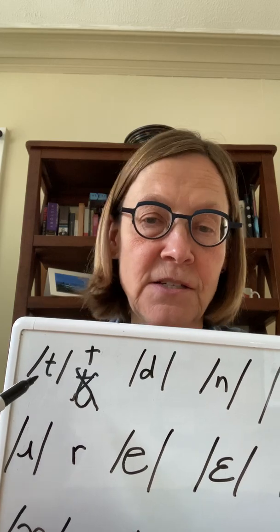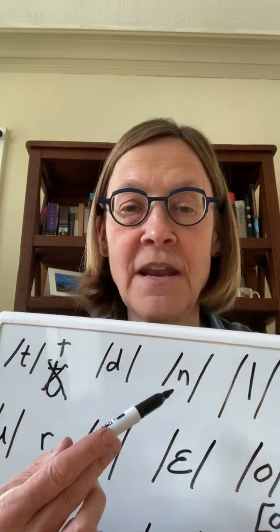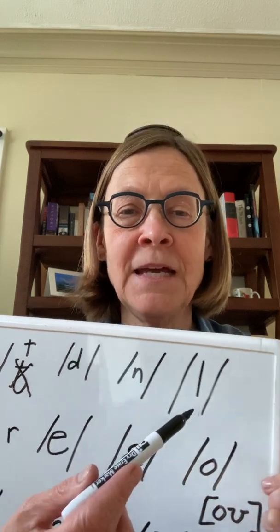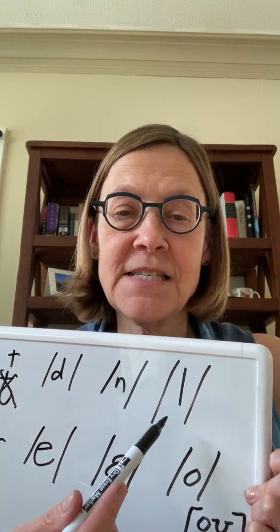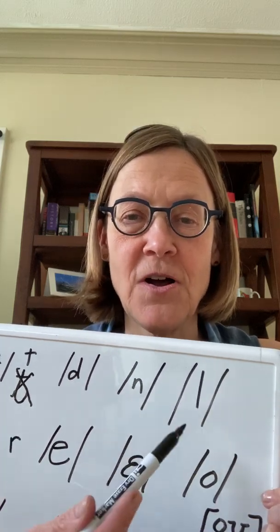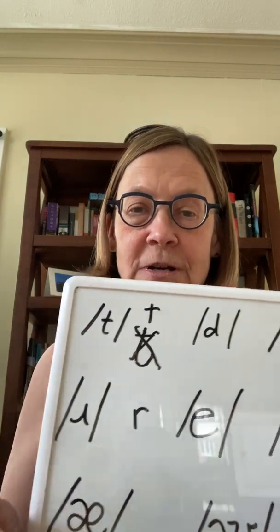This is da, da as in dog, right? This is ta as in toy. This is na as in no, beginning of no. This is la as in the beginning of low or lie, all right? So those are all pretty easy, very straightforward.